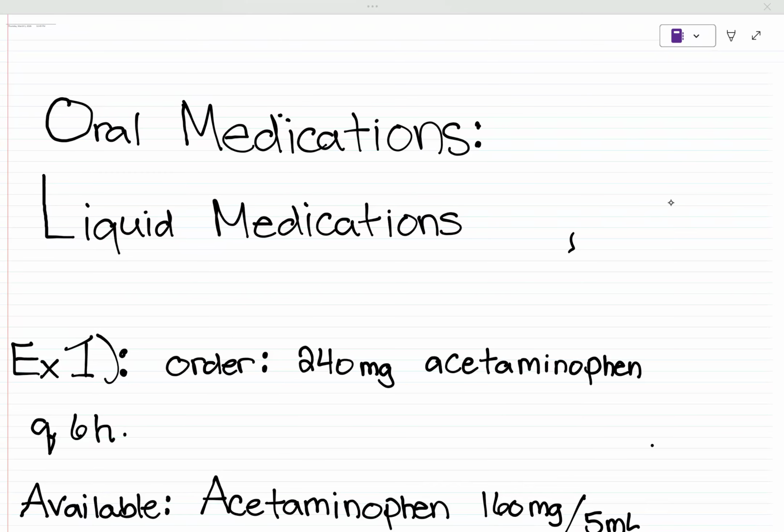Hello. In this video, we will do some examples involving oral medications, specifically liquid medications. It's all about oral and liquid medication for this video, and it's exactly the same process. You just have to be careful with the wordings. So let's start with example one.